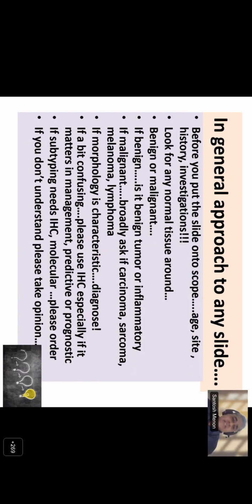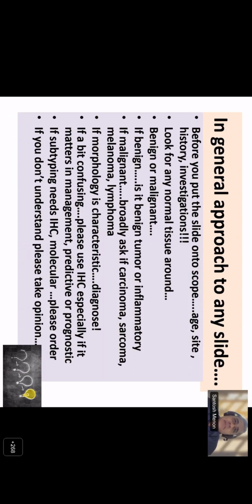Obviously, if you know the age and history, those are things. But when it comes to histopathology, try to look for normal tissue first. Once you look at the normal tissue, then you know what is the abnormal tissue. And you look at the abnormal tissue with the eyes of whether it is a benign or malignant thing. You form an impression: okay, this looks malignant, this looks benign. If it is benign, is it a tumor or is it inflammatory? That's how you approach any slide in your mind, and that's how you train your mind slowly.